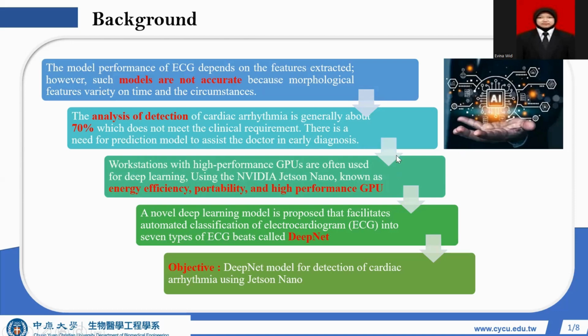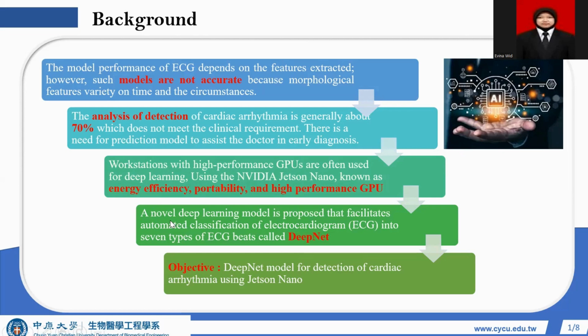And we are using the NVIDIA Jetson Nano. Why do we use it? Because we need a workstation with a high performance GPU, which makes for good deep learning performance. The Jetson Nano is known for energy efficiency, portability, and a high performance GPU, with low energy use and cost savings.